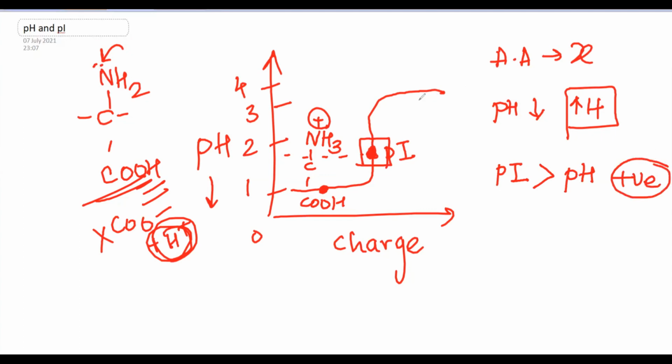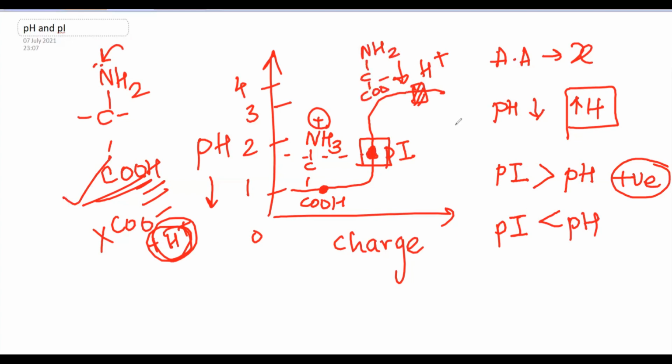Write this down somewhere. Now let us try to understand at this point. Now at this point, what is happening? Definitely the pH is going to be higher than the pI. Now at this point, the acidity is going to be less. So there is going to be less H plus. So what will happen? Now in this case, this COOH will lose its H plus to form COO minus. So now what is the charge on your amino acid? The charge on the amino acid is negatively charged.